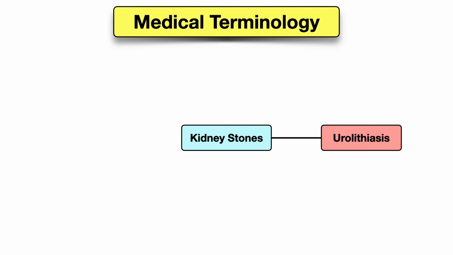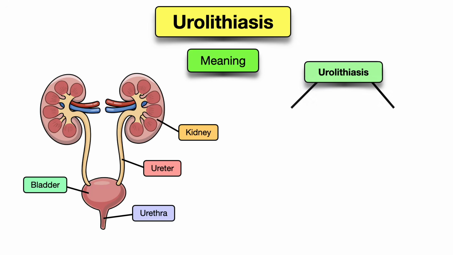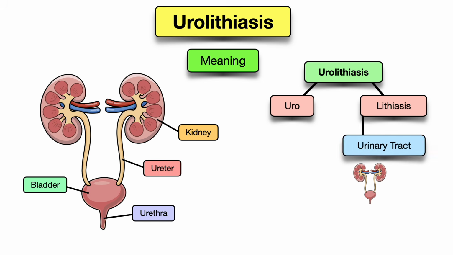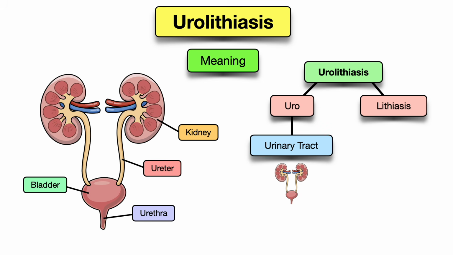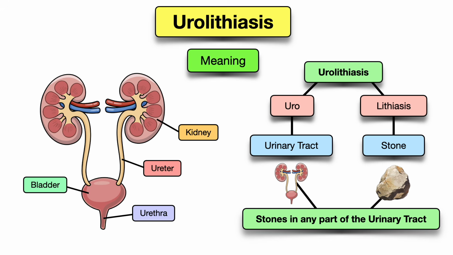Now let's move on to urolithiasis. What does this mean? We're going to break down the word again. We have uro and we have lithiasis. Starting with uro, this refers to the urinary tract, and we already know the suffix lithiasis means stone. So if we put it together, we have urinary tract stones, and that's what urolithiasis is. It refers to stones in any part of the urinary tract, including the kidneys, ureter, bladder, or urethra.